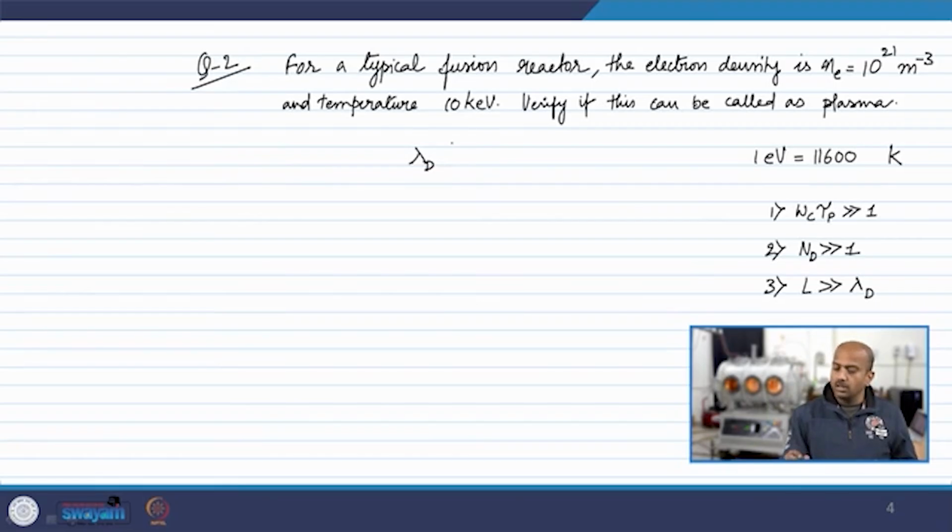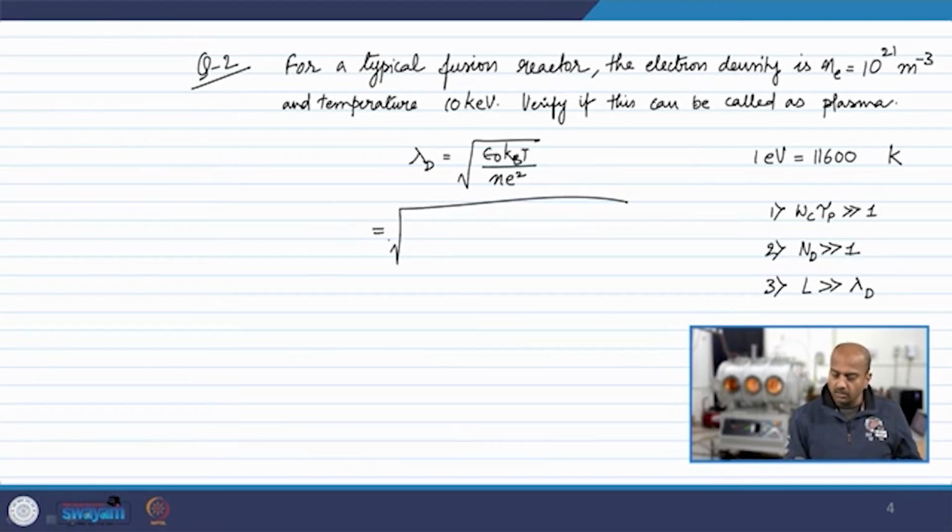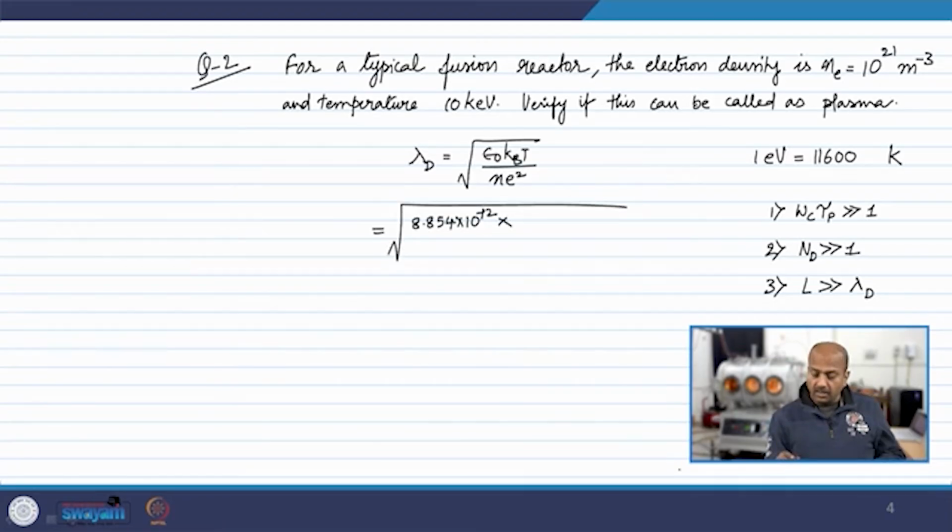Lambda d is equal to the square root of epsilon naught kBT by n e square. We know the meaning of each variable or constant that appears on the right hand side, so we can directly substitute. So, epsilon naught is 8.854 10 to the power of minus 12. kBT is the energy, right. So, temperature is used in electron volts.